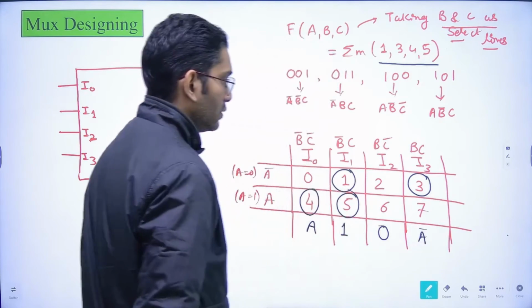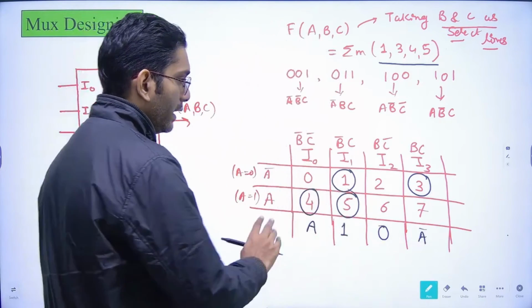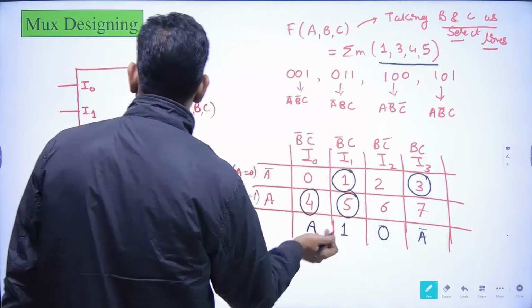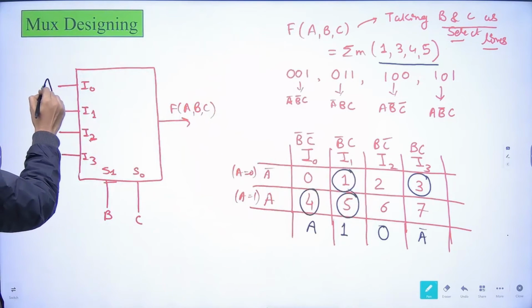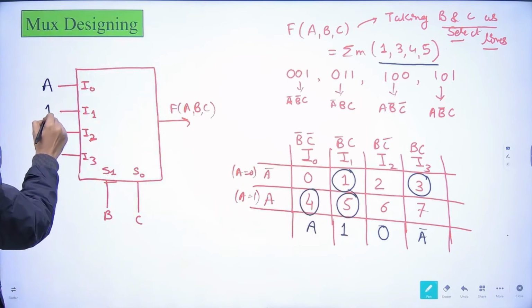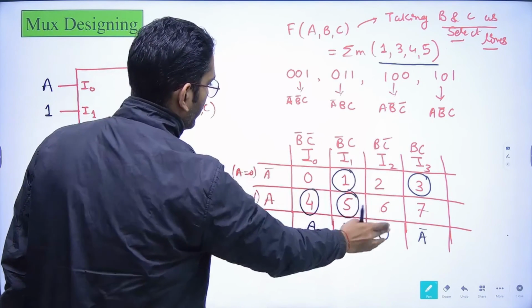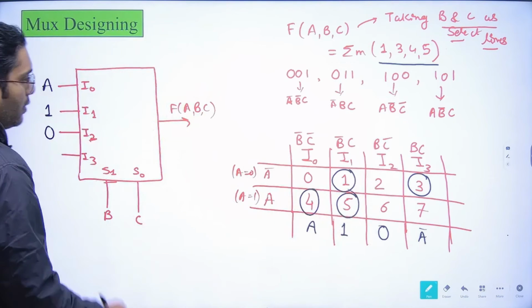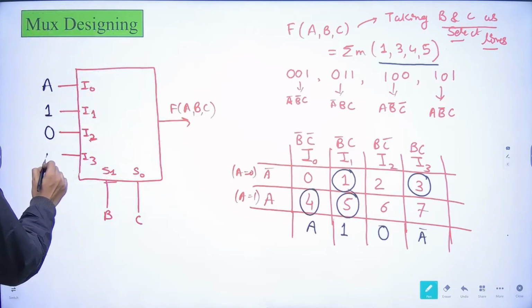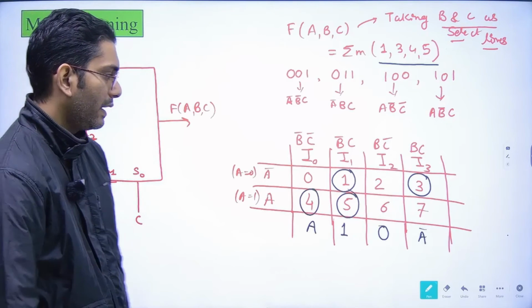Fine. So these are the particular input values that we have to provide. For I0 we would be providing A. For I1 we would be providing 1. For I2 we would be providing 0. And for I3 we would be providing A bar.